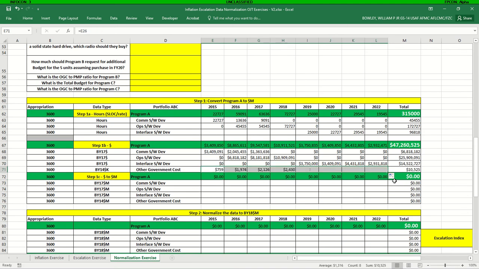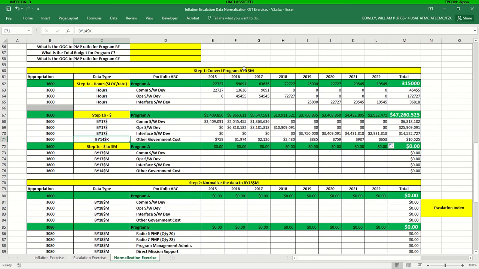But again, it's important to note that this was in base year $14K as opposed to base year $17. Last part of this first step is to convert it all to dollars millions. We're not worrying about what year it is yet. We just want to make sure we've got everything in dollars millions. We've got dollars here, so we want to just divide by a million to get dollars millions. And that's going to apply to all three of these top rows.